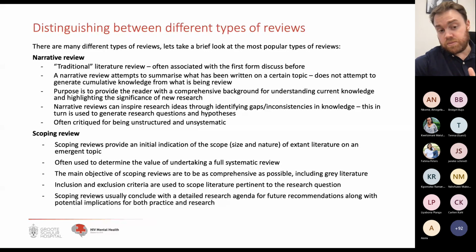The goal or purpose, the main objective, is to be as comprehensive as possible, including grey literature, which we'll speak about later. And the inclusion and exclusion criteria used to scope literature is pertinent to a specific research question. And ultimately, you decide whether you should do a systematic review or not do a systematic review once you conclude your scoping review.